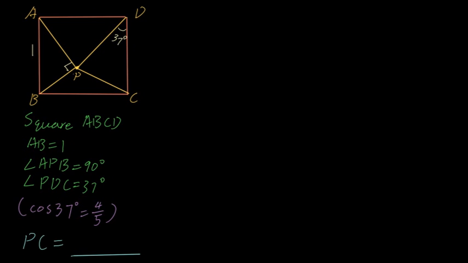And inside the square is a point P. Connect AP, BP, CP, and DP. We'll get angle APB that is equal to 90 degrees and angle PDC that is equal to 37 degrees, where cosine 37 degrees can be regarded as 4/5. And if the side length of this square is equal to 1, what is the length of PC?